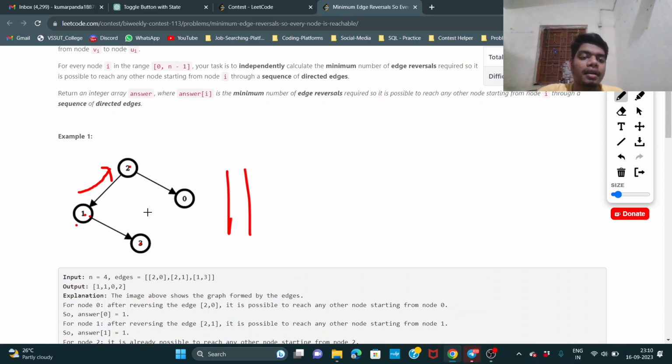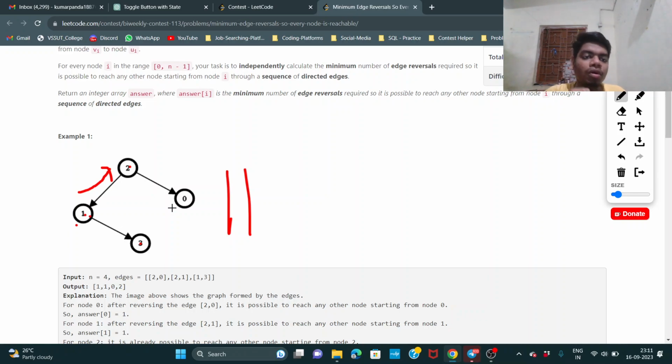Similarly, the question is: what is the minimum number of reversals for each node, so that you can reach every other node from that node? If we consider 1, then to reach every other node from 1, what is the minimum number of edge reversals?